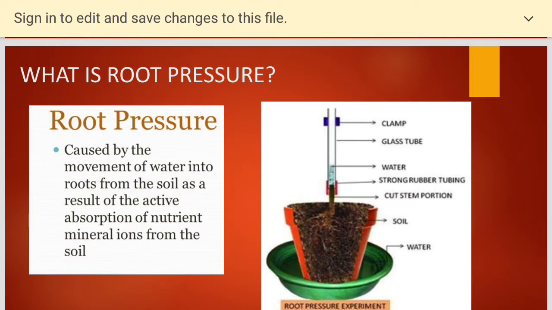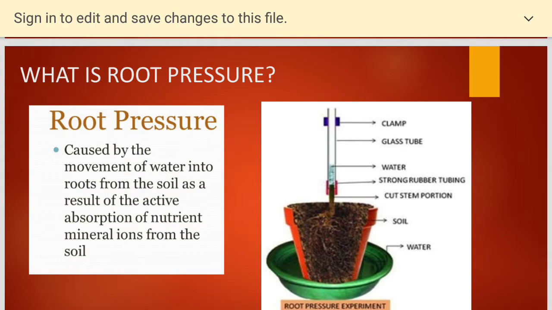For this, we will do a small experiment. In this experiment, we have to take one potted plant and cut it, leaving a small stem. Just a small portion of the stem should be left over, and keep this pot in a tray containing water. Now we will take one glass tube and fix it and clamp it to the stem portion with the help of a clamp.